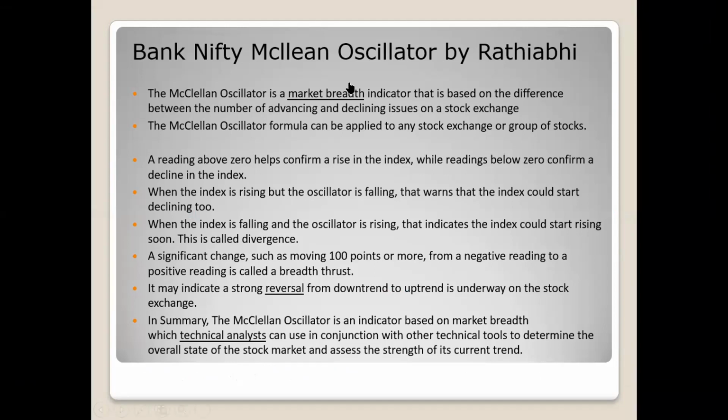So finally, we are coming to the McClellan oscillator by the DFB. The McClellan oscillator is a market breadth indicator, and because I put a lot of text here, I feel it would be good to put statements rather than bullet points, so that it will be useful for others. It is based on the difference between the number of advancing and declining issues on a stock exchange, so it can be applied to any stock exchange or a group of stocks. In this case, it is applied to the Bank Nifty.